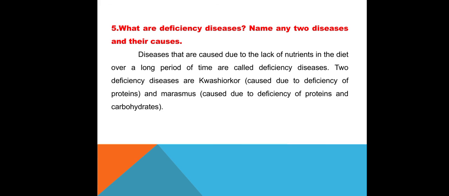Okay. Next, fifth question. What are deficiency diseases? Name any 2 diseases and their causes. Diseases that are caused due to the lack of nutrients in the diet over a long period of time are called deficiency diseases. 2 deficiency diseases are kwashiorkor and marasmus. Kwashiorkor is caused due to deficiency of proteins. Marasmus is caused due to deficiency of proteins and carbohydrates. Okay, are you clear, students?